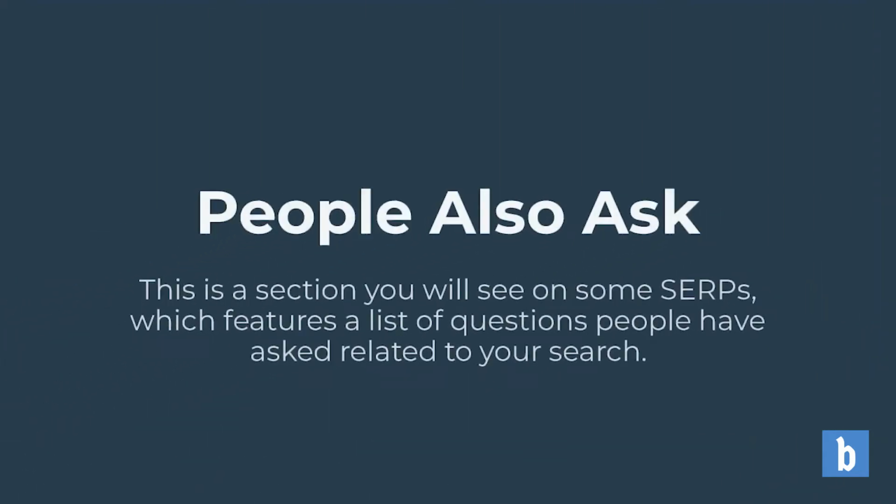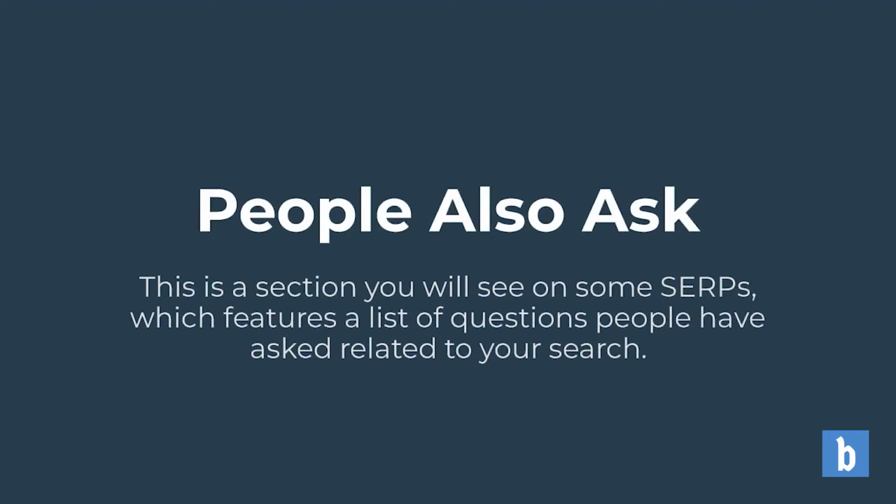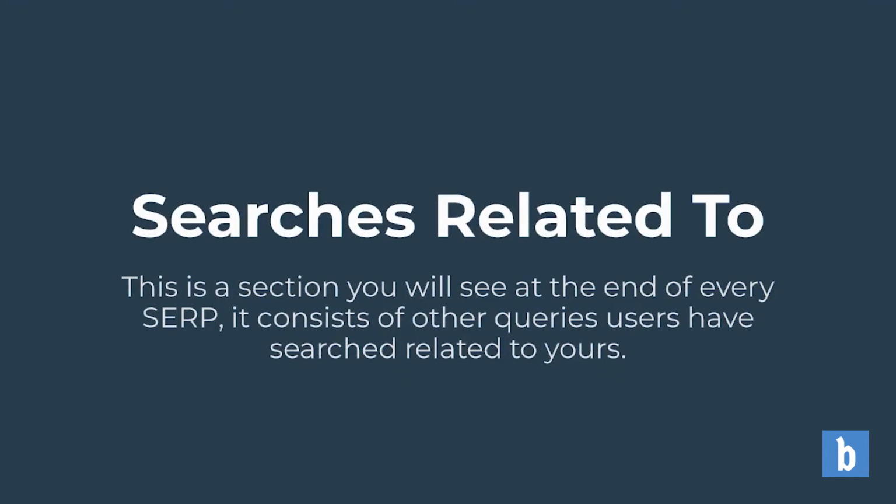People also ask. This is a section you will see on some search engine results pages, which feature a list of questions people have asked related to your search. Searches related to. This is a section you will see at the end of every search engine results page. It consists of other queries that users have searched related to yours.